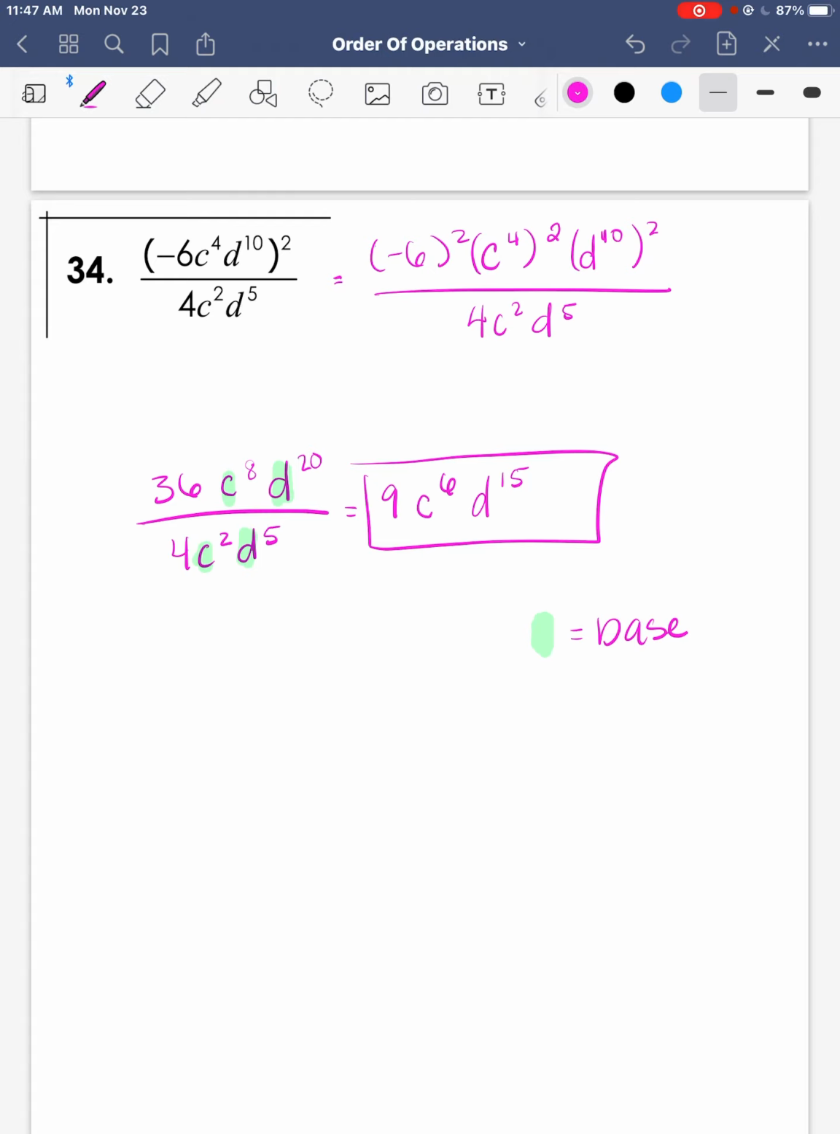So that concludes our order of operation problems. I hope this helps you understand a little bit more about order of operation and how to approach them.